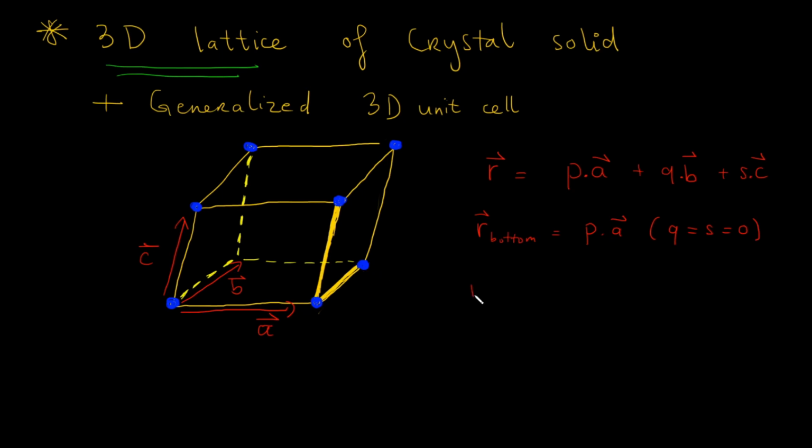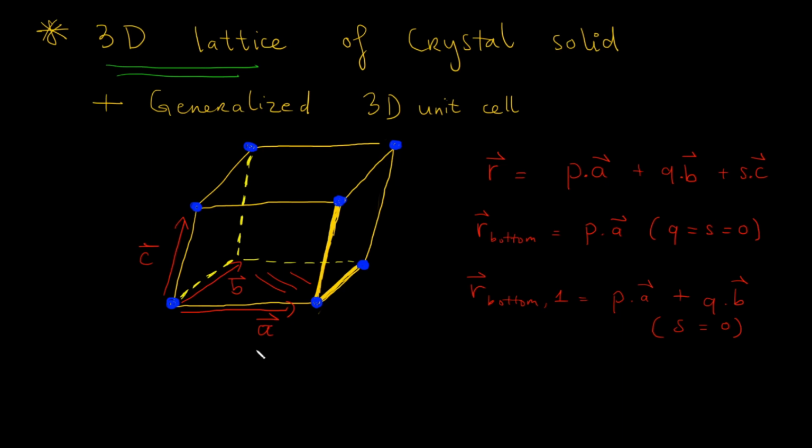So how about this lattice point? Let me call it R bottom 1. Since this point lies in the plane made up by the A and B vectors, its position always depends on the A and B components. It doesn't have the C component. So we're going to have P times the A vector plus Q times the B vector, and S is going to be 0 in order to remove the C component. And you can draw more vectors on the top or anywhere you want.